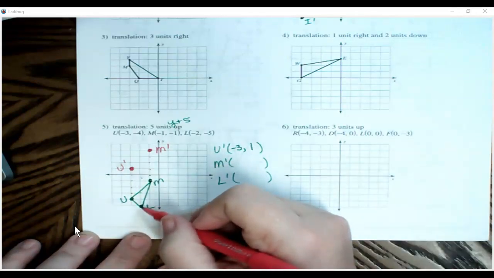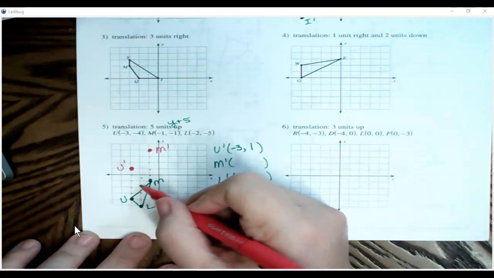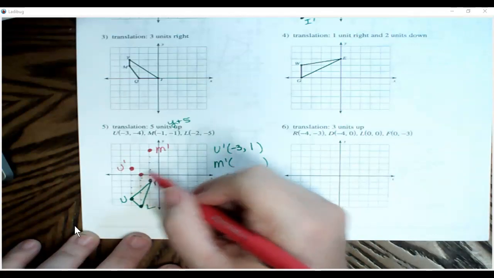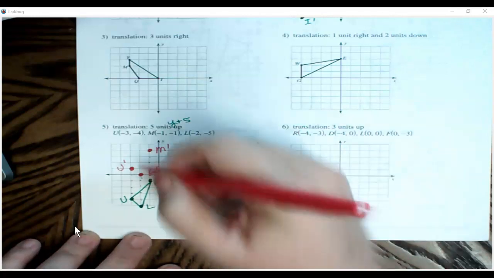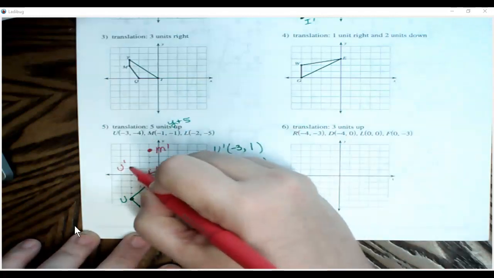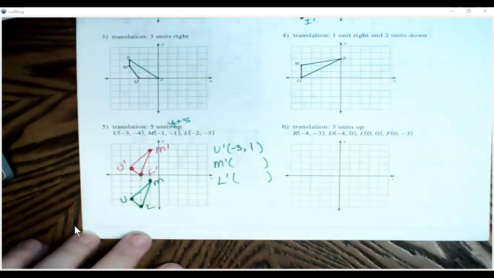L, 5 units up. 1, 2, 3, 4, 5. There is L prime. Connect our points. There is our new prime figure.